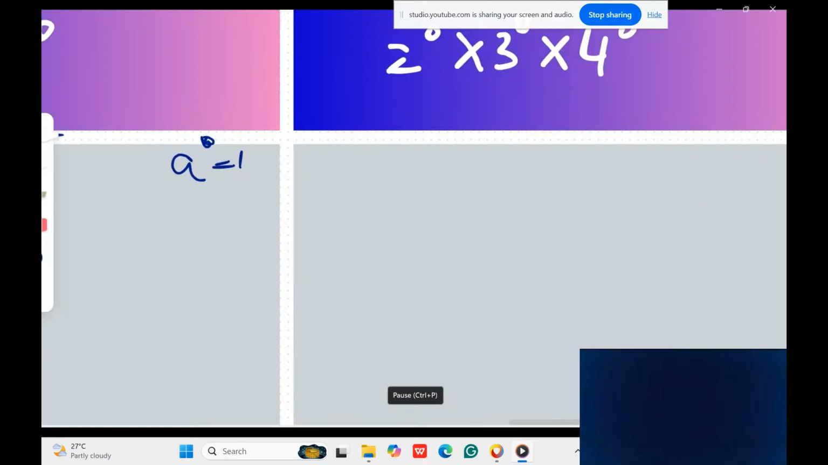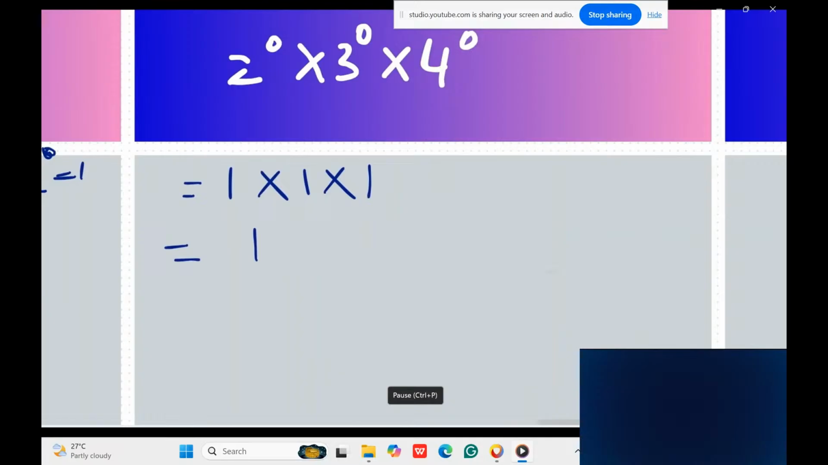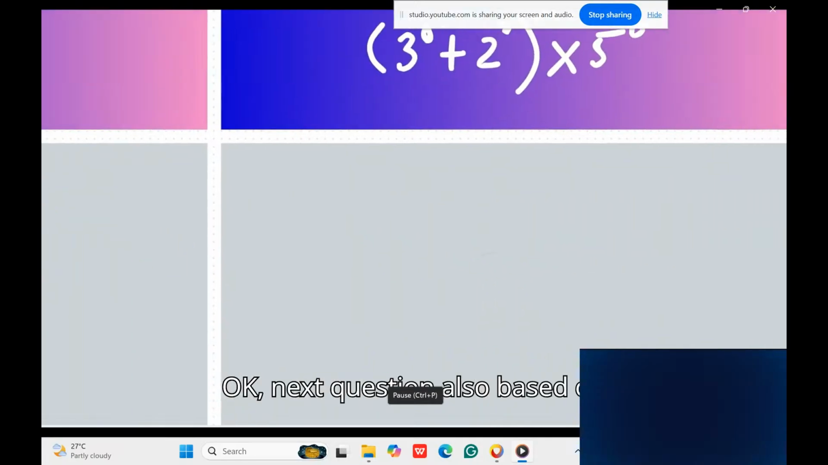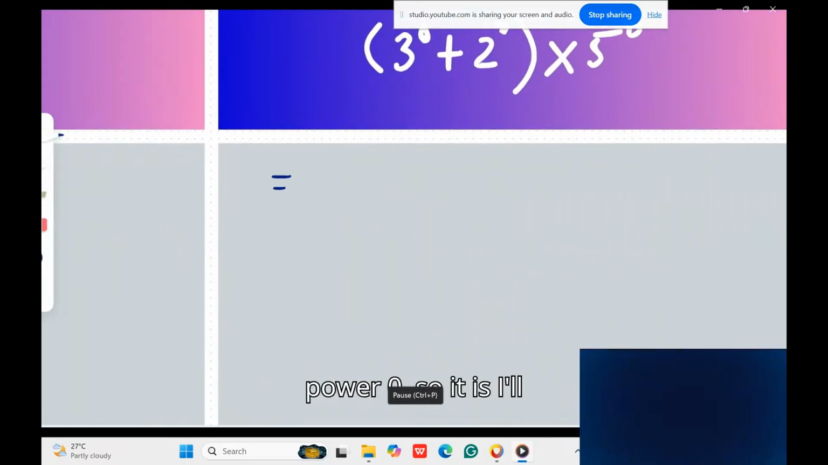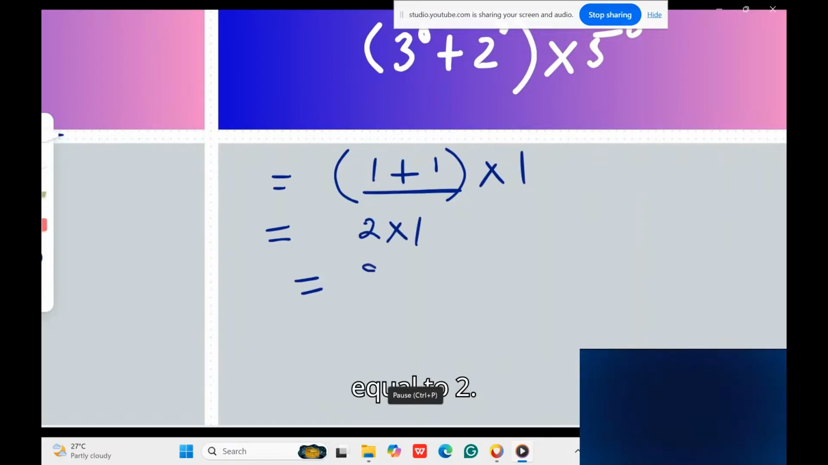Again, okay, and will I get 3? No, I'll get 1. Okay, next question, also based on power 0. So I'll get here 1 plus 1 times 1. Okay, apply BODMAS. 1 plus 1 makes 2 times 1 equal to 2.